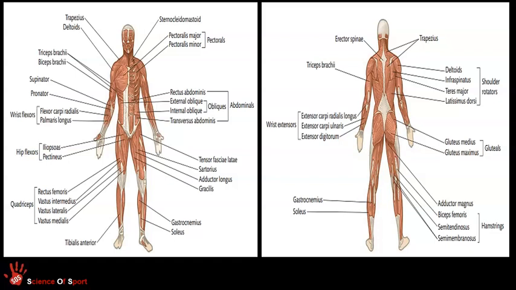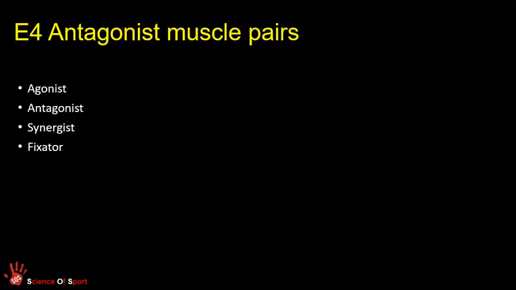We have multiple muscles contributing to movements in slightly different ways. The specification specifically requires you to understand the role, or these 4 different roles of muscles: agonist, antagonist, synergist and fixator. And I'd probably recommend that you learn at least one full example that enables you to explain these.